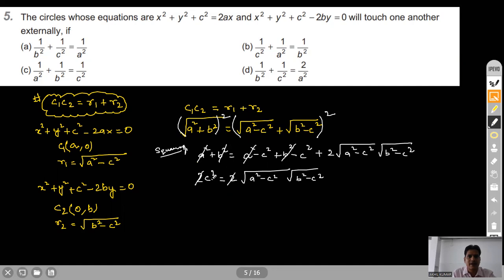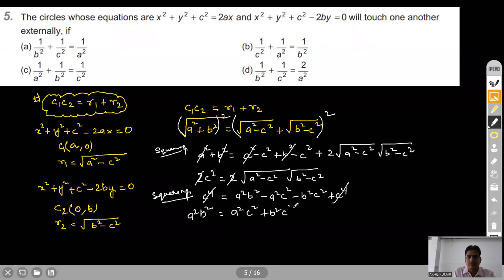We can do one thing. We can square it once again. After squaring once again, we will get c to the power 4 equal to a squared b squared minus a squared c squared minus b squared c squared plus c to the power 4. Again, it will cancel out, and what we will be left with is a squared b squared equal to a squared c squared plus b squared c squared, right? Now divide the whole thing by a squared b squared c squared. So what will you get?